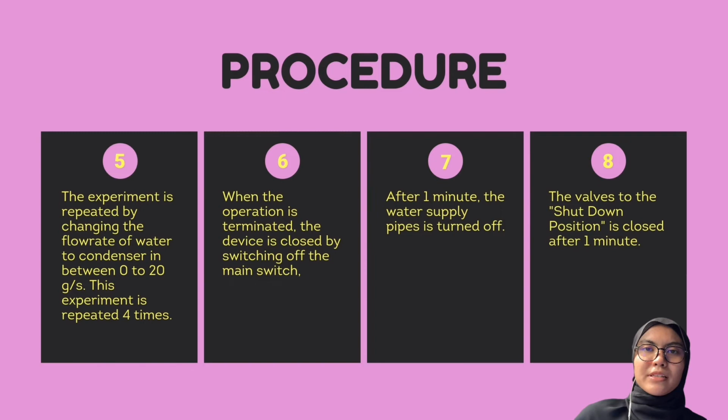The experiment is repeated by changing the flow rate of water to the condenser between 0 to 20 gram per second. This experiment is repeated 4 times.